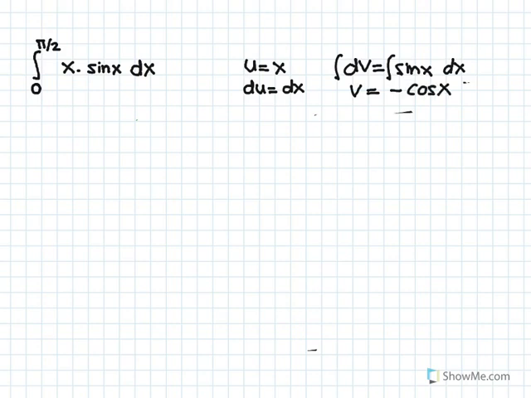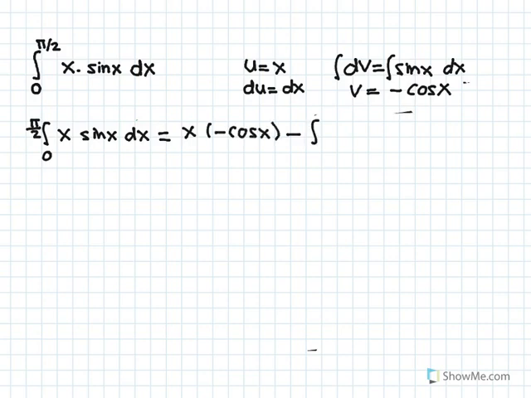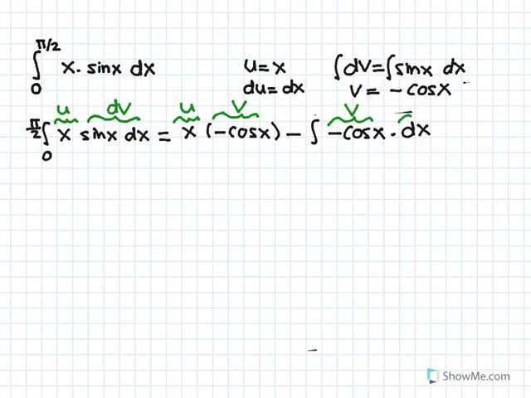So now we apply the formula. The integral from 0 to pi over 2 of x sine x dx is equal to u times v, that's x times v, which is minus cos x, minus the integral of v, which is minus cos x, times du, that is dx. Let's label everything. u is equal to x, this is u. Sine x dx, this part of the integrand, is dv. And the result is u times v, minus the integral of v, where v is minus cos x, and du is dx.